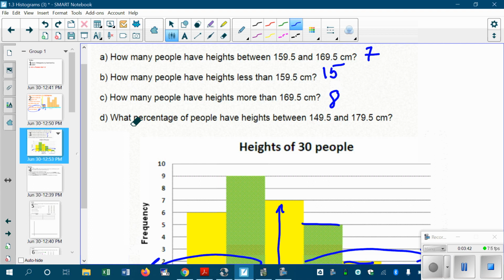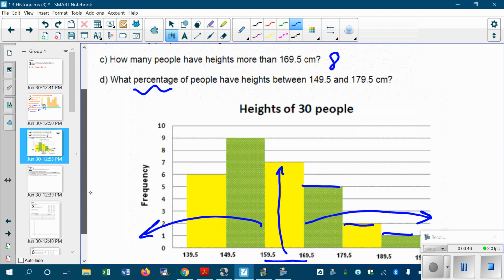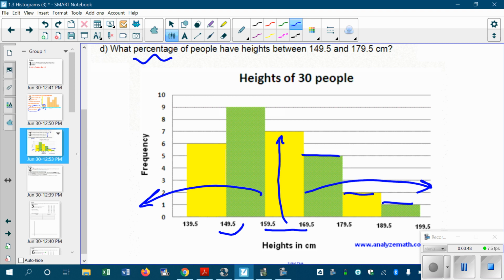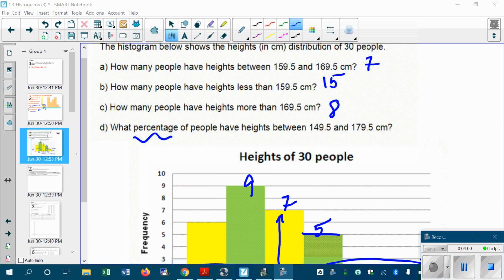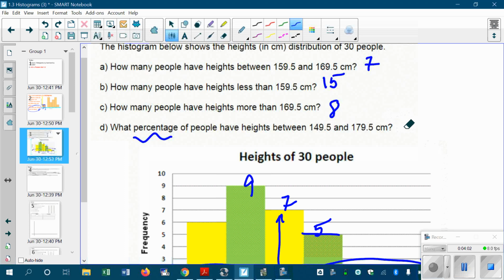And what percentage of people have heights between 149.5 and 179.5? 149.5 is right here, and 179.5 is right here. So that's 9 plus 7 plus 5. So that's 21 out of 30. Also known as 0.7, also known as 70%.